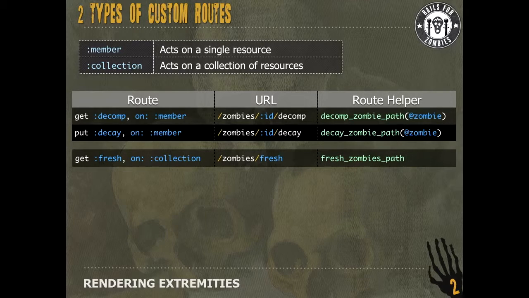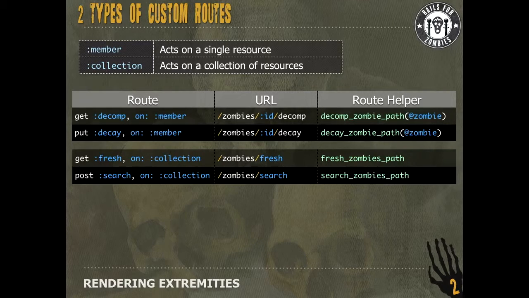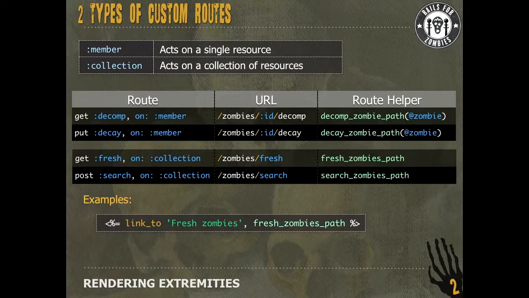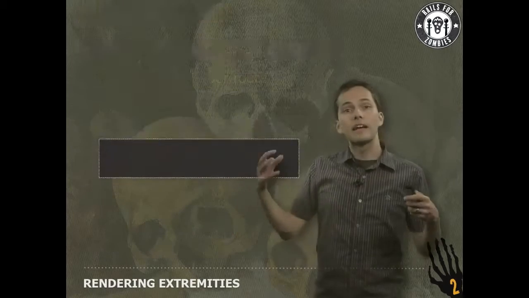If we wanted to create a search on the zombies, we could call postSearchOnCollection. So it's going to act on the collection of those resources. This is the URL, and here's the route helper. Some examples of using this in our views: we could have link to fresh zombies, fresh zombie path, and if we had a search form, it could look like this. Let's jump back to our challenge now.